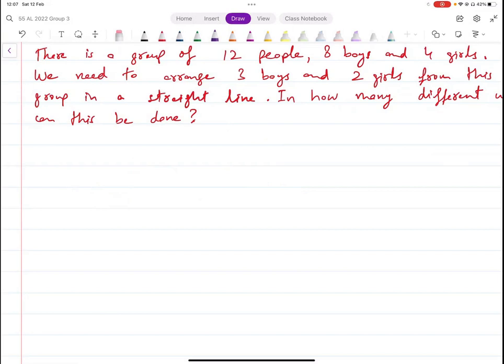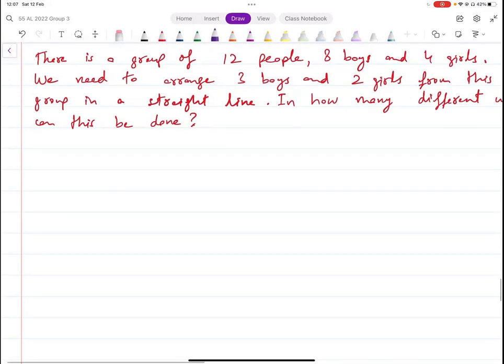And that condition is you can only have 3 boys out of 8. That's 8C3. And then you can have 2 girls out of 4. That's 4C2. Ye aapne pehle choose kar liya. Ab jo arrange karna hai, aapne 3 ko arrange nahi karna, aapne 2 ko arrange nahi karna, aapne 5 ko arrange karna.